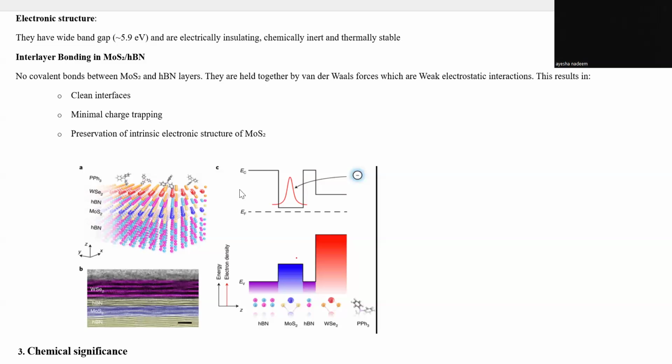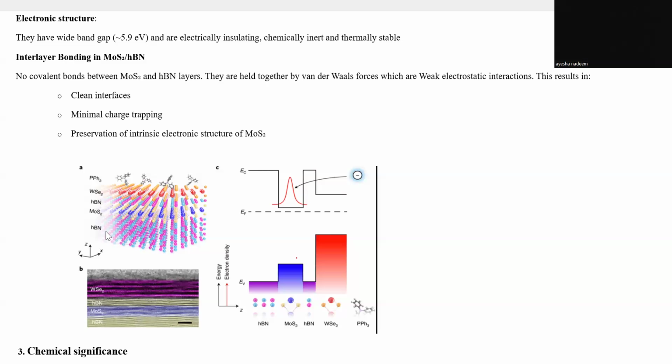The upper band diagram is on the conduction band side. This EC shows the conduction band edge, and EF shows the Fermi level. The red peak represents the electron density accumulation, the electrons donated by triphenylphosphine. This triphenylphosphine donates the electrons, which move into tungsten diselenide and then tunnel through the hBN. The electron transfer direction is from triphenylphosphine to tungsten diselenide, then to hexagonal boron nitride, then from molybdenum disulfide to hexagonal boron nitride.